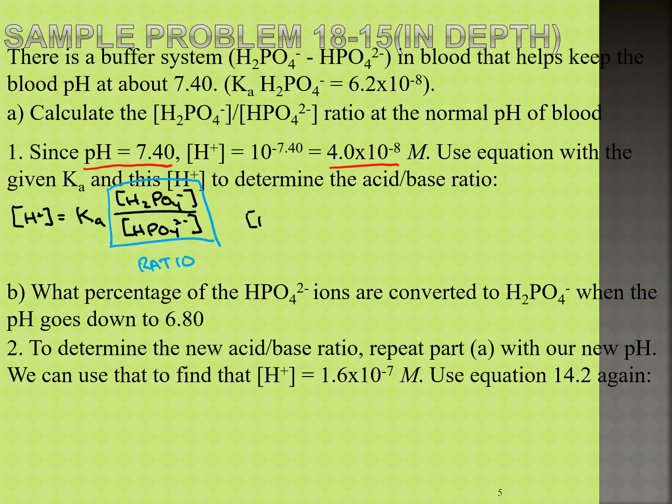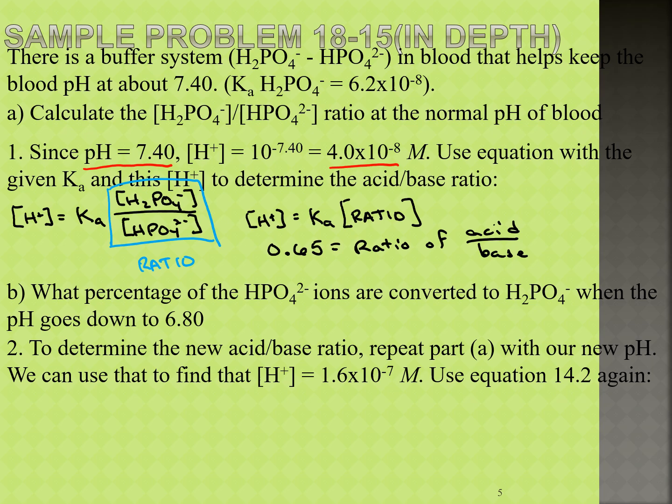So we could say that our H plus is equal to our Ka times some ratio, and the ratio is what we're looking for in the problem. So if I solve for this, then I get that 0.65 is equal to the ratio of acid to base.